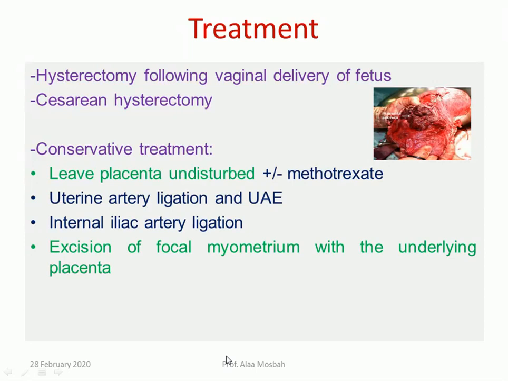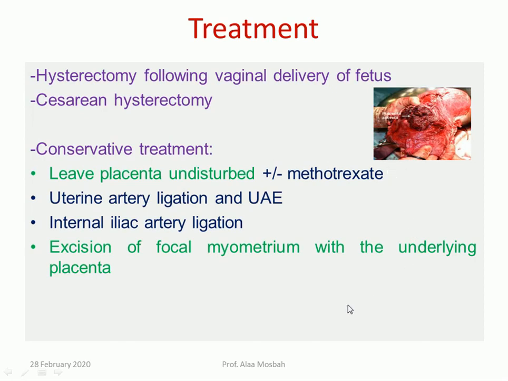Treatment: if we are doing vaginal delivery and we are surprised by the placenta accreta spectrum, we do laparotomy, and hysterectomy is the definitive line of treatment. However, if we are doing cesarean section and we are predicting or diagnosing it during pregnancy, we do cesarean hysterectomy. This is the definitive line of treatment. As in this picture, this is the hysterectomy, and this is the placenta percreta.